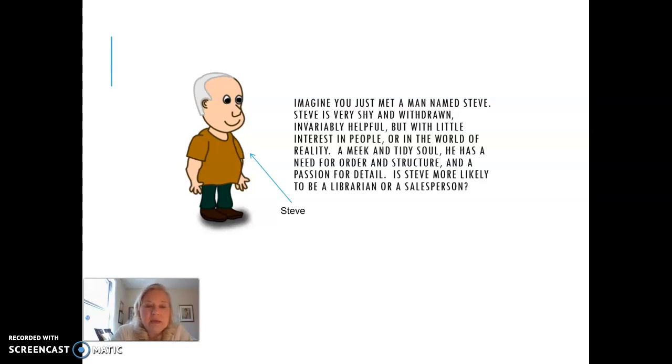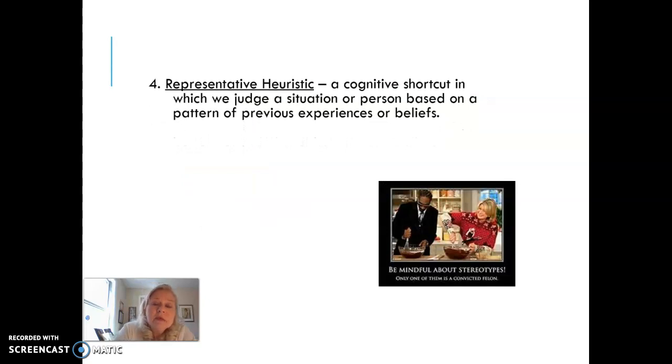Now, when I do this in my class, Steve is almost always more likely to be a librarian, or so the class thinks. But in reality, the number of librarians in the United States is very, very small compared to the number of salespeople. And from pure statistical probabilities, Steve is going to be a salesperson. He might not be very good at it, but he's going to be a salesperson and not a librarian. This is called a representative heuristic. We might incorrectly judge a situation or a person based on a pattern of previous experiences or beliefs. We're coming back to that idea of schema again.